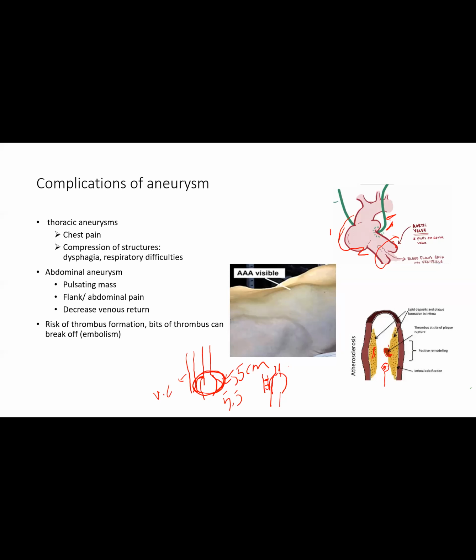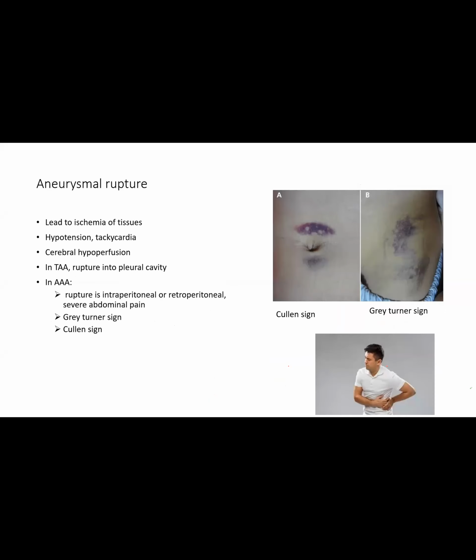And then the most severe complication is rupture. So the main reason for surgery is to prevent rupture. In aortic aneurysm, surgery is done to prevent rupture from occurring. So it's one of the main concerns of aneurysms, and usually once rupture occurs, the prognosis is poor.